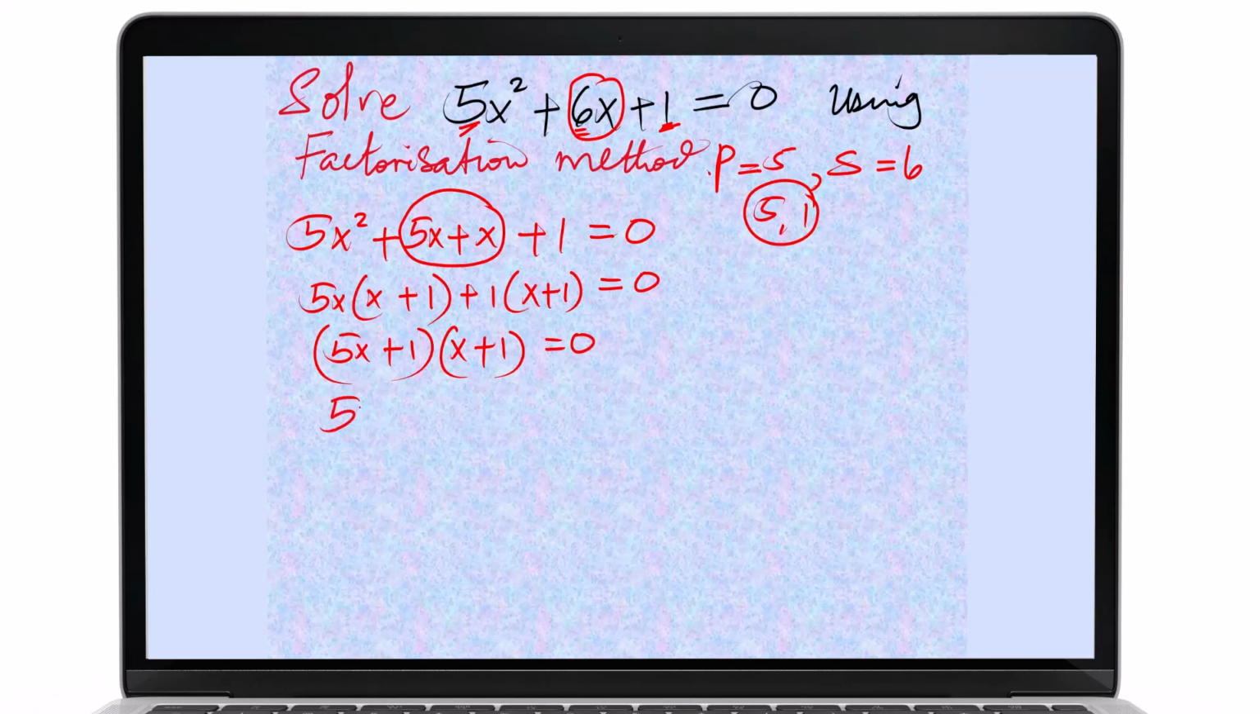So what does it mean? It means that either 5x plus 1 is equivalent to 0. And if this is the case, x will be negative 1. Sorry, this will be negative 1 over 5. And then x plus 1 is equivalent to 0. Then x will be negative 1. So the solutions are these: x is equal to negative 1, and x is equal to negative 1 over 5. So that is the factorization method.